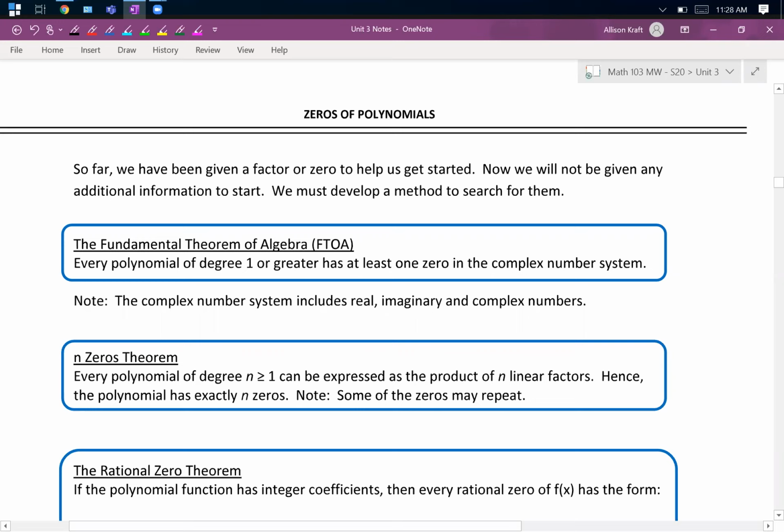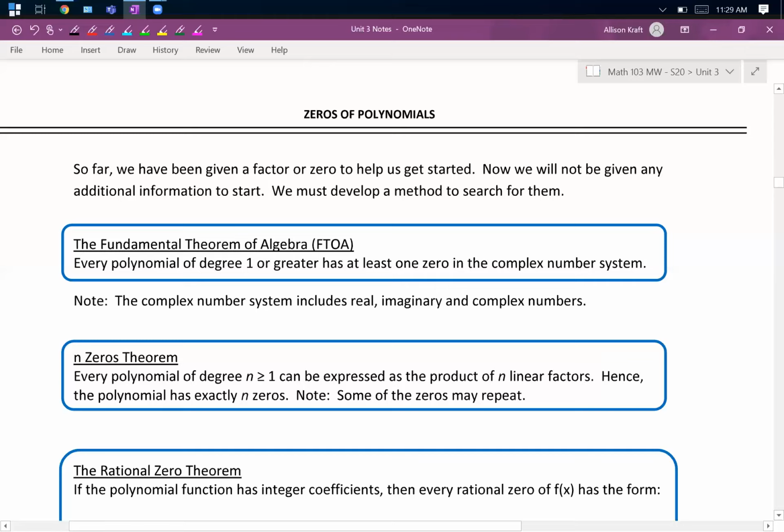Sounds pretty important, doesn't it? The fundamental theorem of algebra says that every polynomial of degree 1 or greater has at least one zero in the complex number system. I feel like the fundamental theorem of algebra seems trivial to us now, but it was a huge deal. What this is saying is that every polynomial of degree 1 or greater, so that means that there's a variable, because a constant has degree 0, so x to the first means degree 1. So any polynomial that has a variable in it has at least one zero in the complex number system.